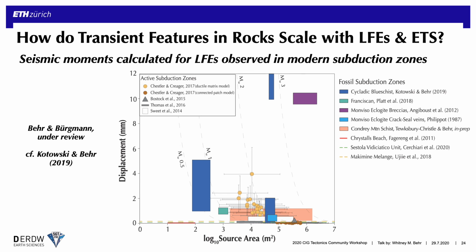Now, if we superimpose estimates of displacement and area from fossil subduction interface rocks onto the estimates for modern subduction zones, we find that many of them do in fact overlap with the small displacements in kilometer-scale shear zone areas expected for LFEs. Of course, there are some features, like those in the upper right, that record displacements that are too large. Perhaps they represent regular earthquakes, or perhaps they're recording multiple slip events on a single slip surface. But to first order, it's intriguing that there's actually a pretty decent match between these patches that host frictional viscous deformation in exhumed rocks and the estimates of seismic moments modeled for low frequency earthquakes.